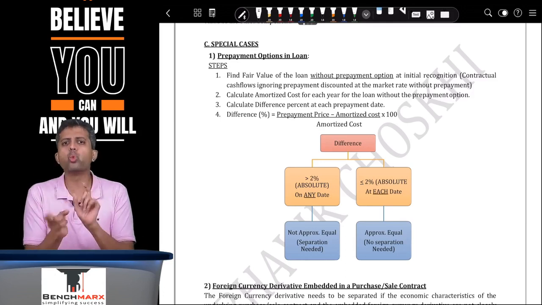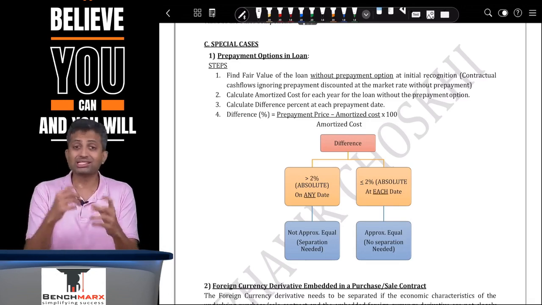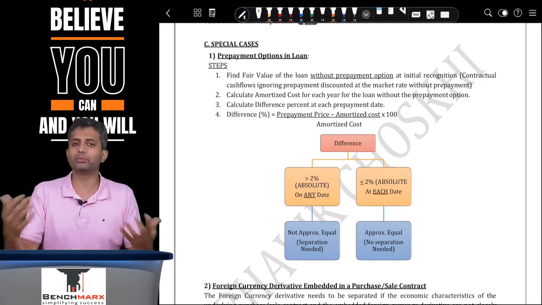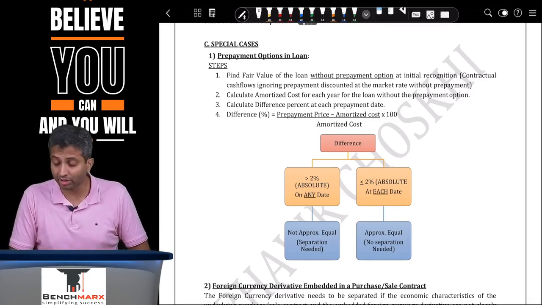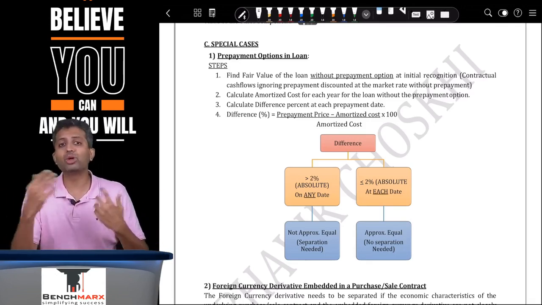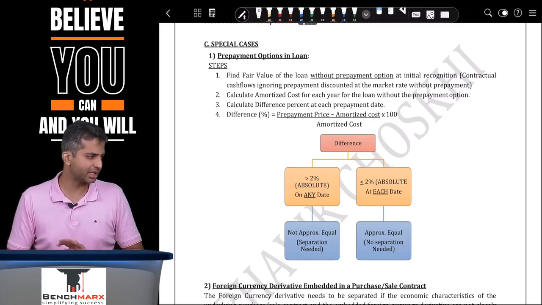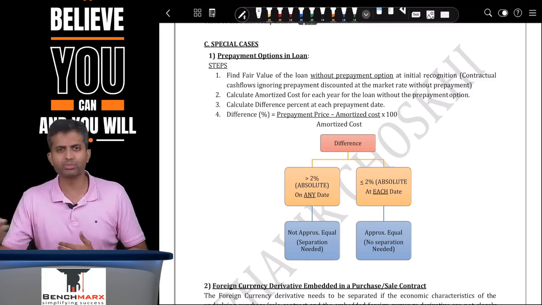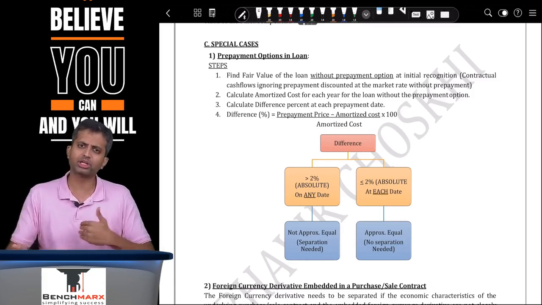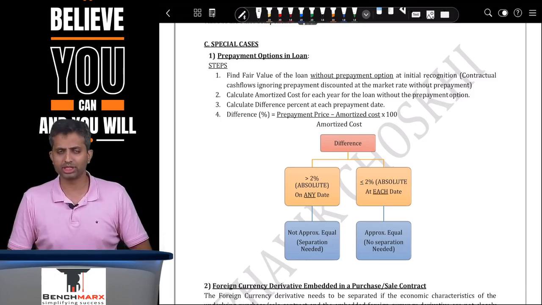However, if even on one of the dates, the amounts are not closely related, that is, they are not approximately equal, then the standard believes that they are not closely related and hence a separation will have to be done. Now, whether approximately equal or not, that threshold has not been defined. The one problem that is there in the institute study material, the threshold is defined to be 2%. So if it is beyond 2%, we consider that they are not approximately equal. If it is within 2%, we consider that they are approximately equal.